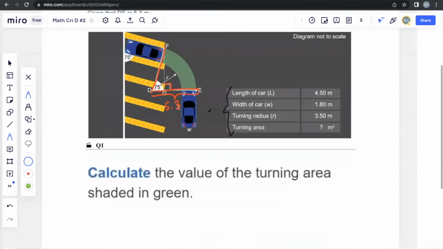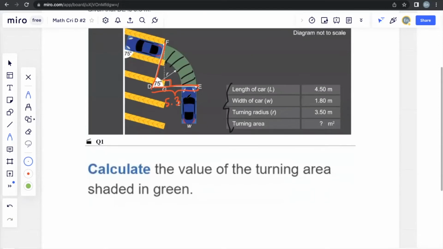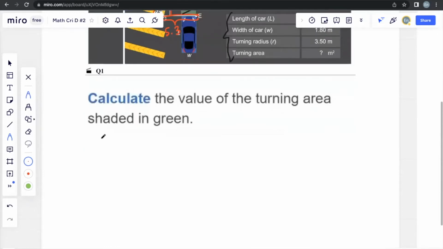calculate the value of the turning area shaded in green, which means that they want us to calculate the area of the turning space. So in this situation, first we can calculate the area of the entire sector. We can see this is a sector that we can find in a circle. And the formula for calculating the area of a sector is pi times the square of the radius, as well as the angle being shown.